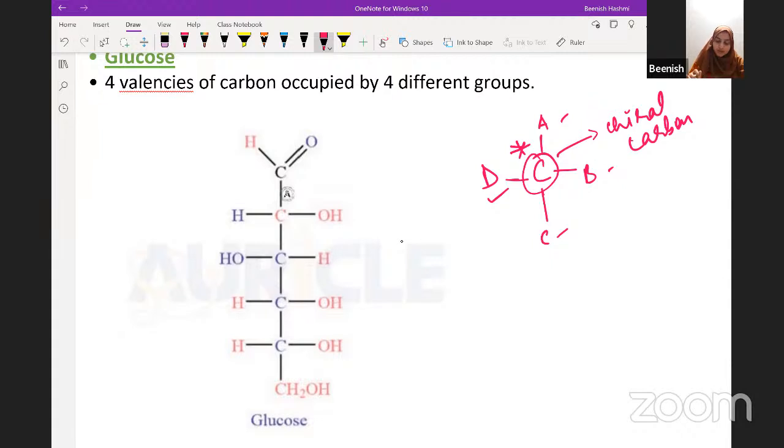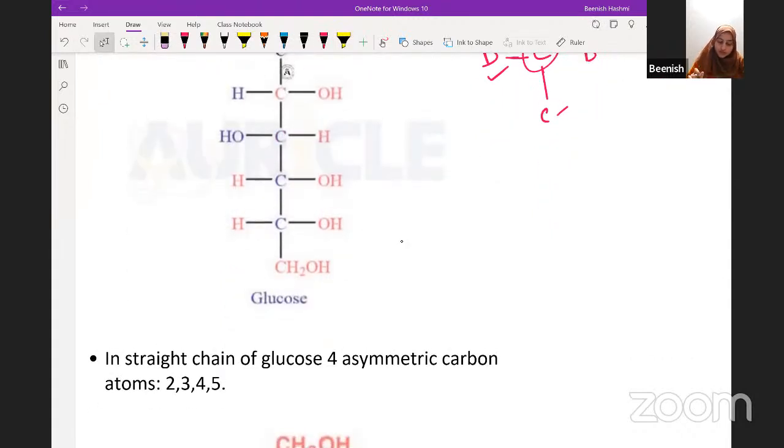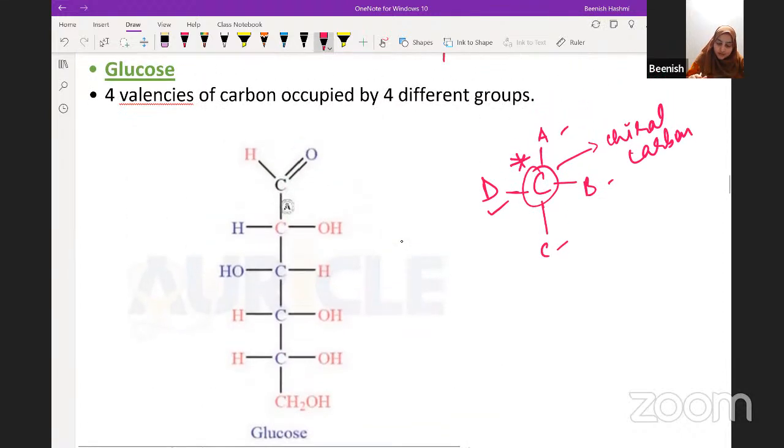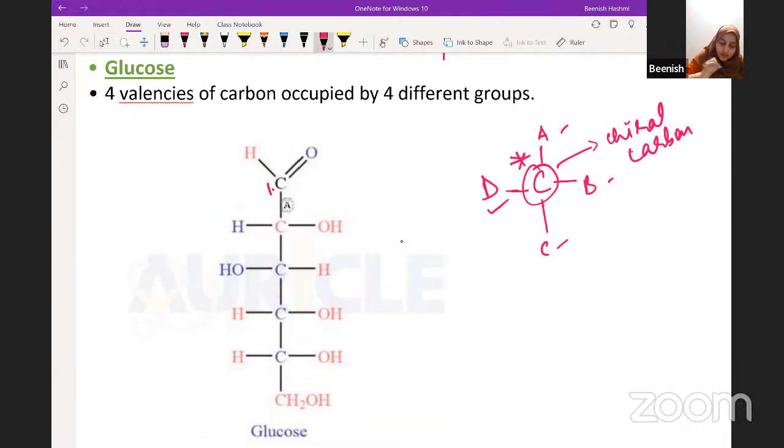Now this is the linear structure of glucose. The linear or straight chain structure of glucose has 4 asymmetric carbon atoms, that is carbon 2, 3, 4 and 5. Let's have a look at the structure. See, this is carbon 1. Carbon 1 is not an asymmetric carbon because you can see this double bonded oxygen, okay? So two of the valencies are satisfied by this double bonded oxygen. So four different groups cannot be attached. So this is not an asymmetric carbon.